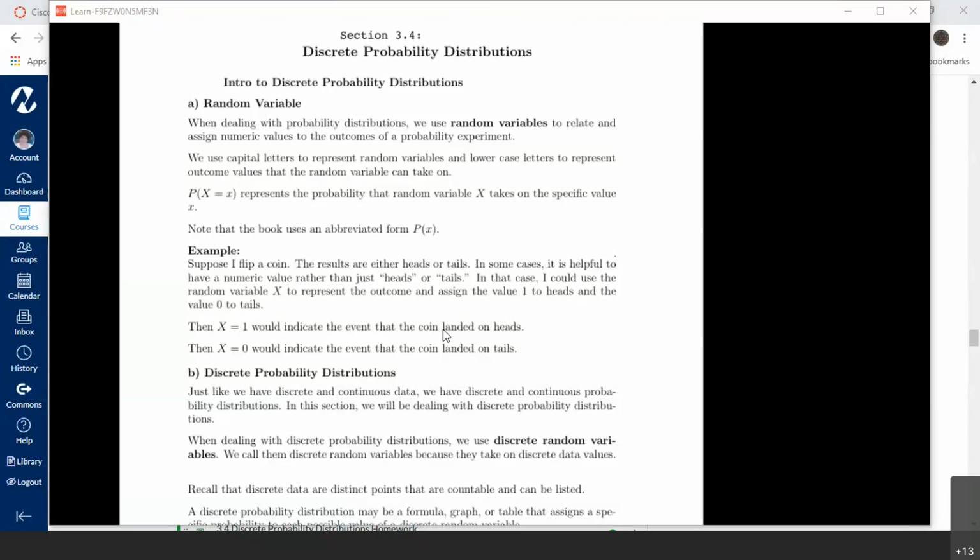Right, so here's an example. You're flipping a coin. The results are either heads or tails, okay? So basically you could use a random variable to represent the outcome, and you could assign a numeric value like 1 to heads and 0 to tails. So you would say the random variable x equals 1 would indicate that you got a head. The random variable equaling 0 would be that you got a tail. And then you could assign probabilities to those, right? For a fair coin, each of those would have a probability of 0.5. Okay, so that's the idea.